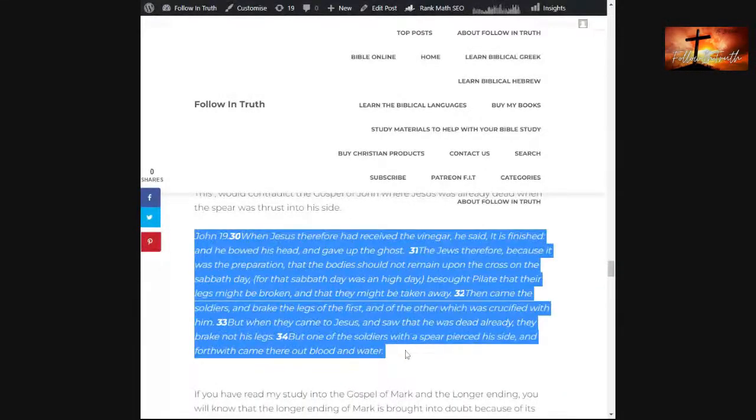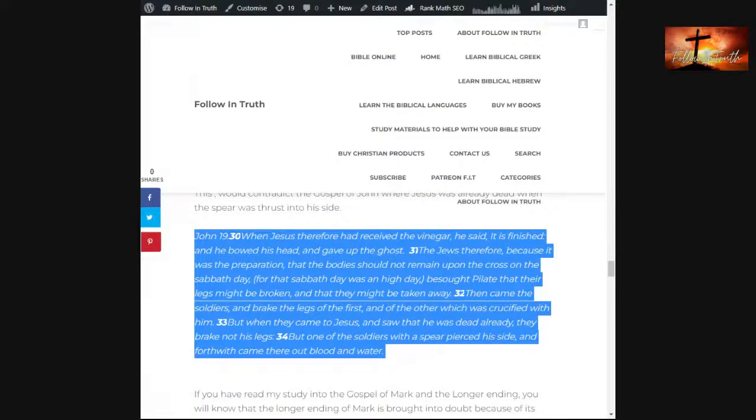So it's here. When Jesus therefore had received the vinegar, he said, "It is finished," and bowed his head, and he gave up the ghost. The Jews therefore came, because it was the preparation that the bodies should not remain upon the cross on the Sabbath day, for the Sabbath day was an high day, besought Pilate that their legs might be broken, and that they might be taken away. Then came the soldiers, and brake the legs of the first, and the other which was crucified with him. And when they came to Jesus and saw that he was dead already, they broke not his legs, but one of the soldiers with a spear pierced his side, and forthwith came there out blood and water.